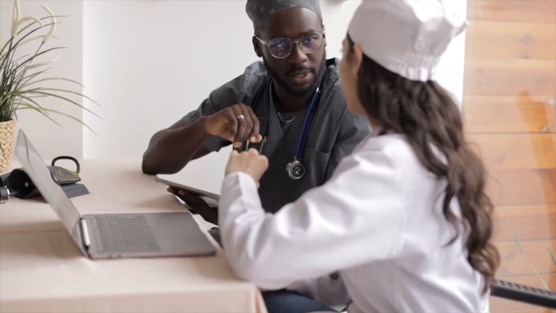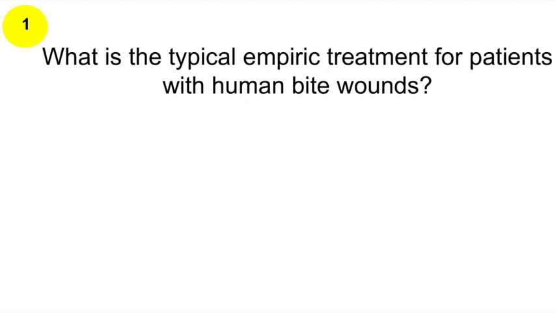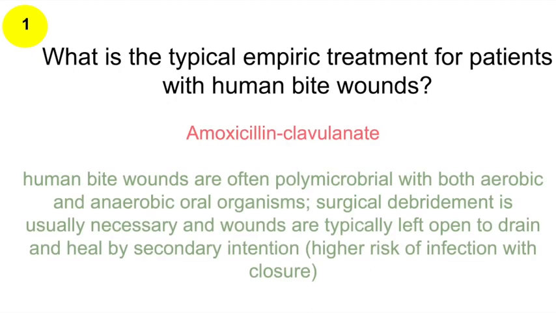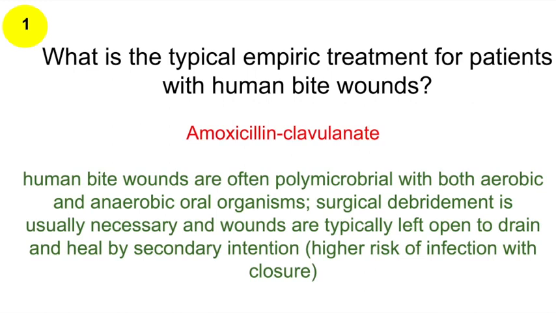day. What is the typical empiric treatment for patients with human bite wounds? Augmentin. Human bite wounds are typically polymicrobial with both anaerobic and aerobic organisms. It's also important to note that these wounds are typically left open to drain and heal by secondary intention because there is a higher risk of infection with closure of the wound.